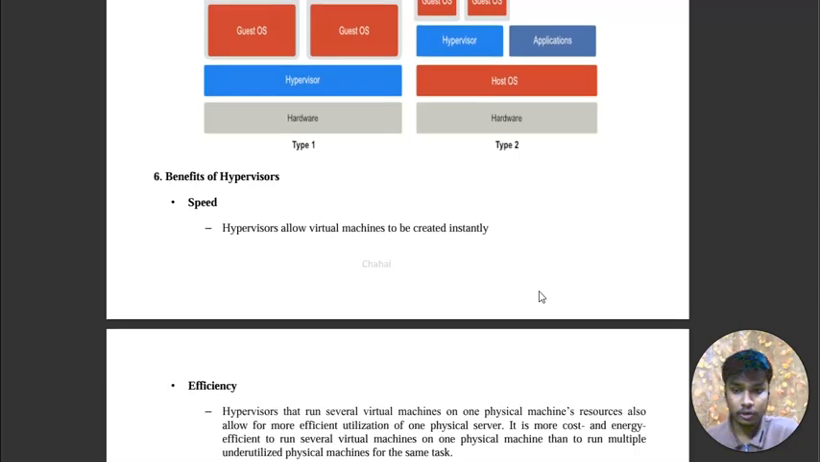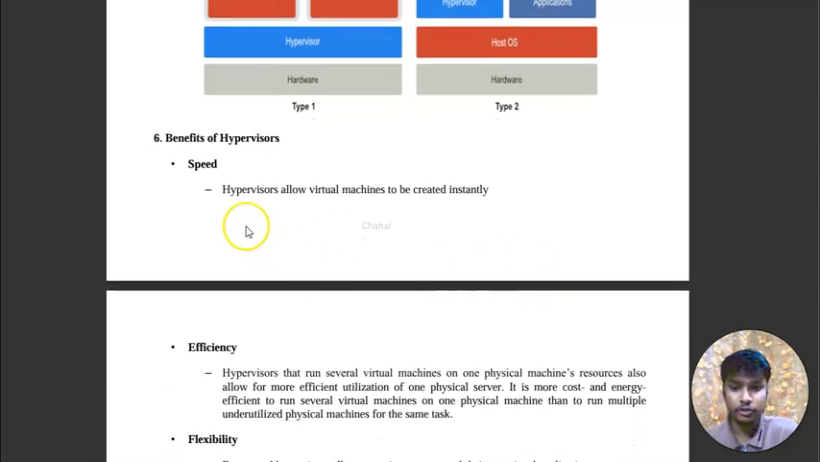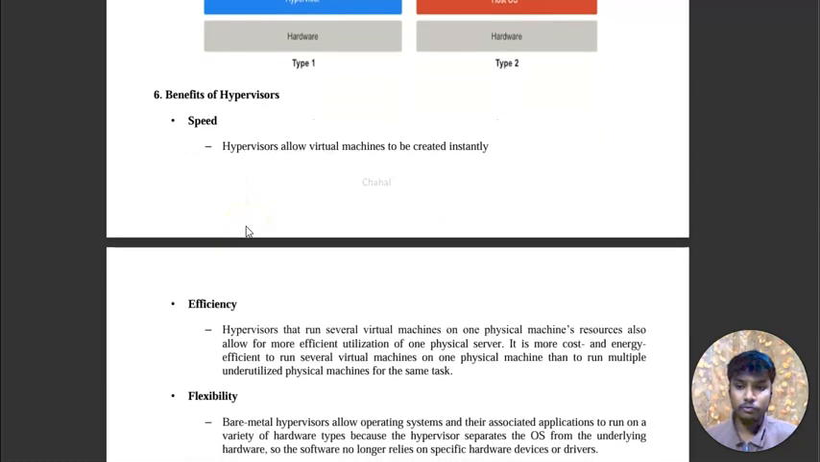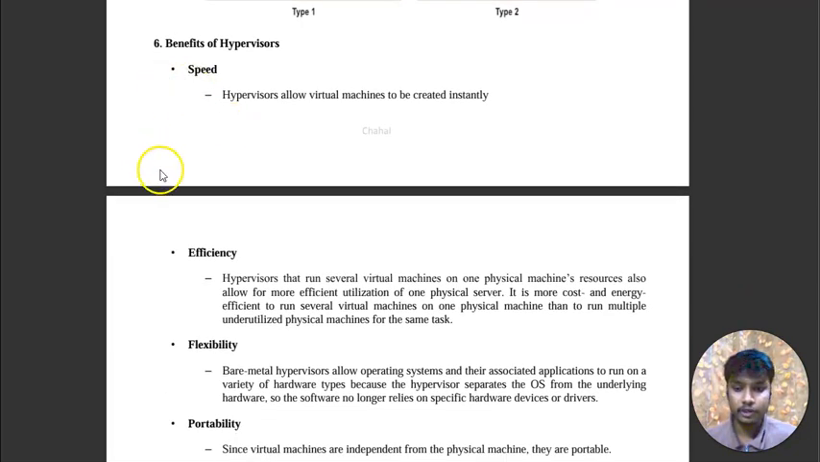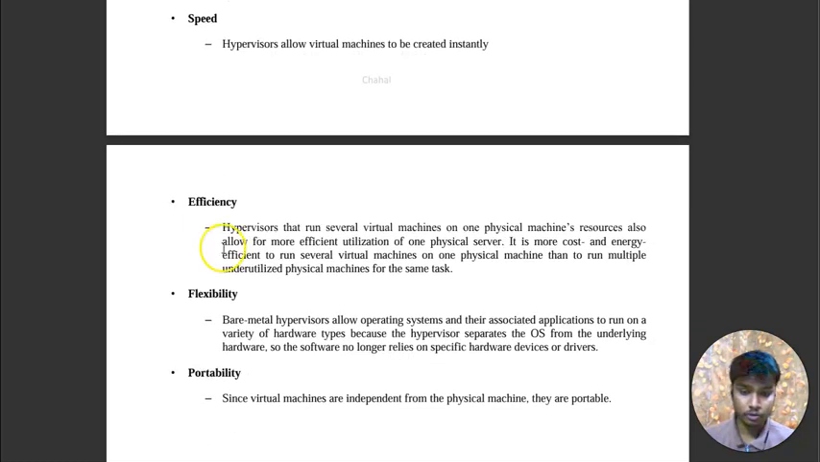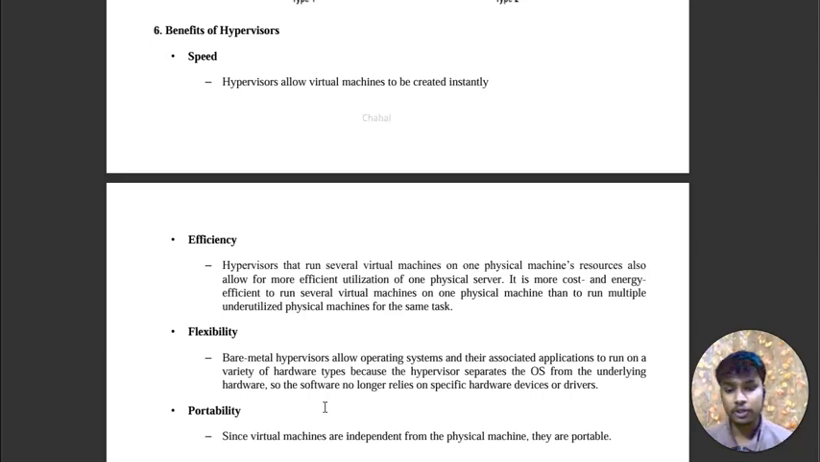So now we are talking about the benefits of hypervisor. It has mainly four benefits: speed, efficiency, flexibility and portability. Hypervisors are very portable, since virtual machines are independent from the physical machine, so that's why they are portable. And hypervisors are very flexible.